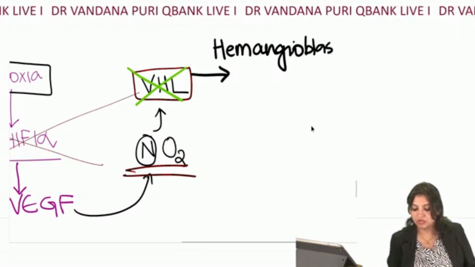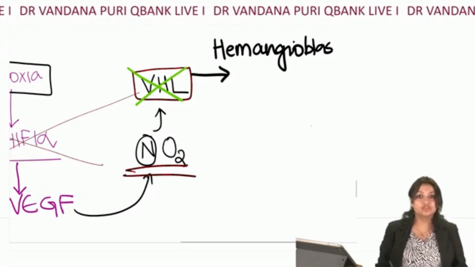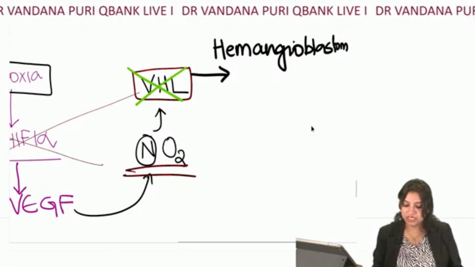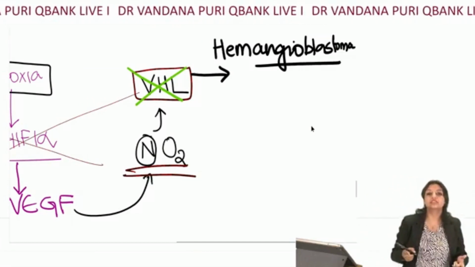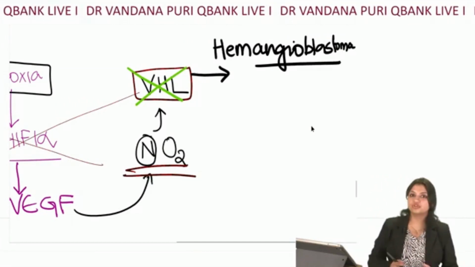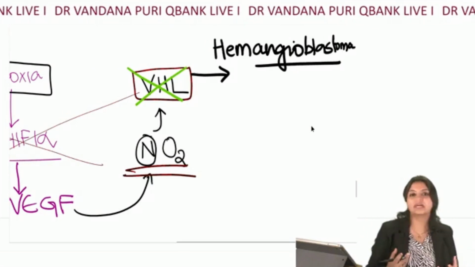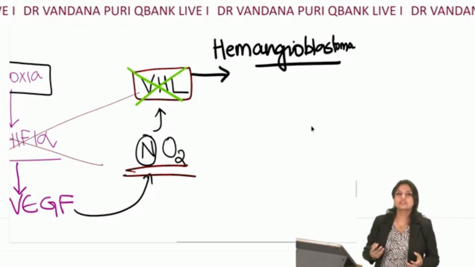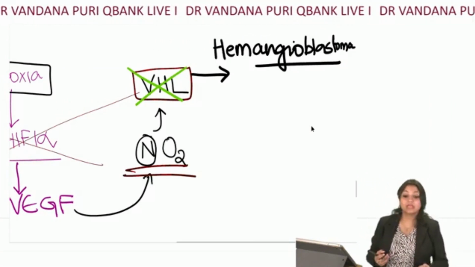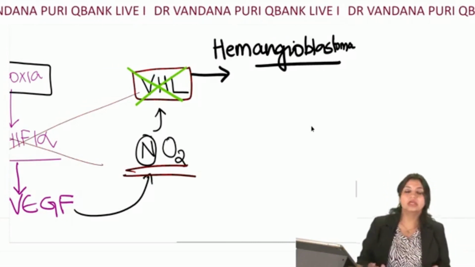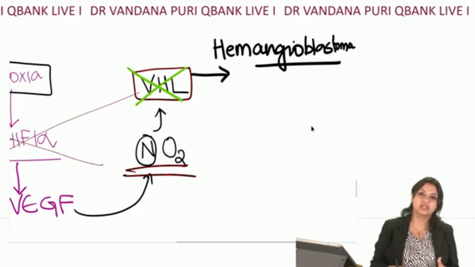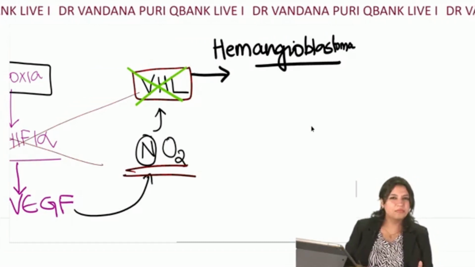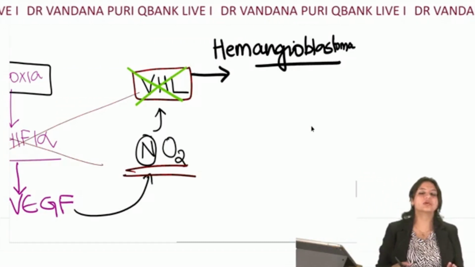So what is hemangioblastoma? Hemangioblastoma is a tumor that occurs in the cerebellum. And if you have seen my video on CNS, you would have seen that hemangioblastoma is a tumor which has a lot of vascularity. It has lots of proliferating vessels in it. So this is a cerebellum tumor and it occurs whenever there is a deletion of VHL. Please remember, blood vessel tumors do not occur because of VHL deletion.